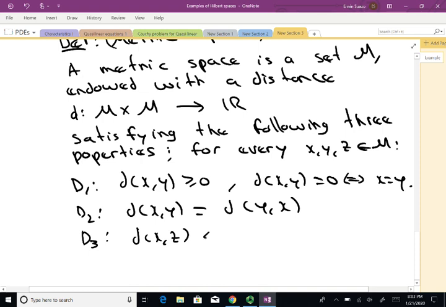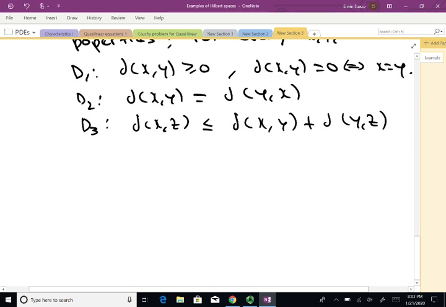Distance of x to c is less than or equal to the distance of x to y plus the distance of y to c. So let's put it like this: this is x, this is y, this is c. The distance of x to c is this one. So it's saying that the distance of x to y plus the distance of y to c is bigger than this distance. Okay, and it makes sense because why?